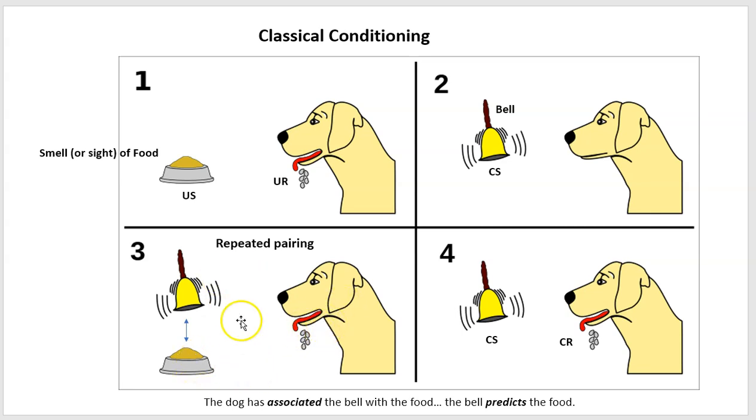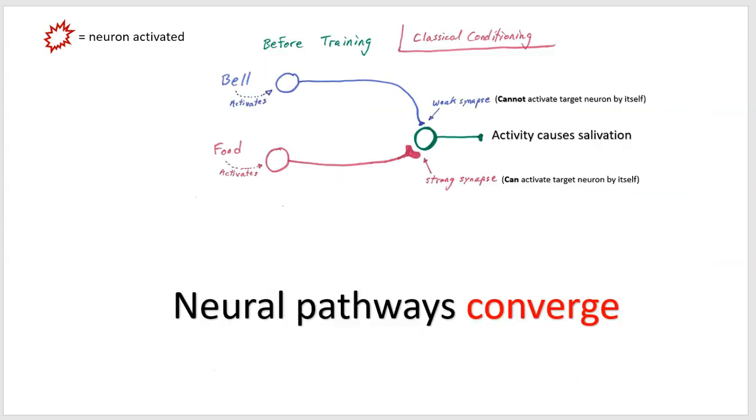If you do this training enough, at some later time, you just ring the bell, the dog will salivate to the bell only. There's no food in this scene. So the bell is going to be the conditioned stimulus. It's the stimulus that we're going to try to condition the dog to respond to, and the salivation to the bell is called the conditioned response, CR. So the dog is learning to associate the bell with food, that the bell predicts the food. Now, how do we model this with neurons?